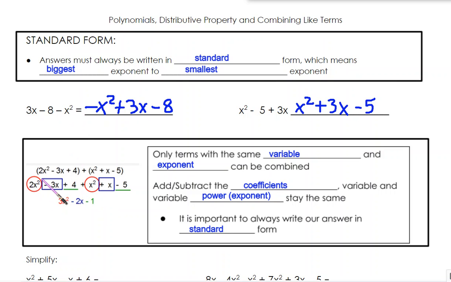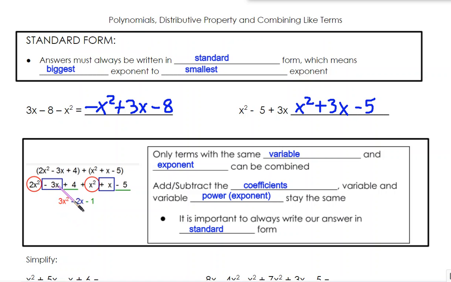So they had an example here. They had 2x squared minus 3x plus 4 plus x squared plus x minus 5. So what could they combine? Well, they can combine anything with x squared. So this 2x squared can be combined with this x squared. So 2x squared plus 1 more x squared will give me 3x squared. I can't combine it with this x because it doesn't have a squared. It has to have the same variable and the same power.